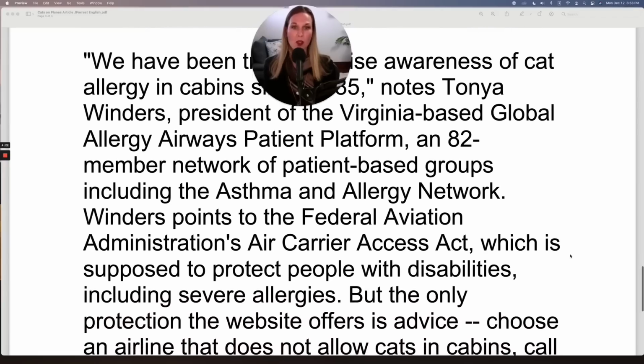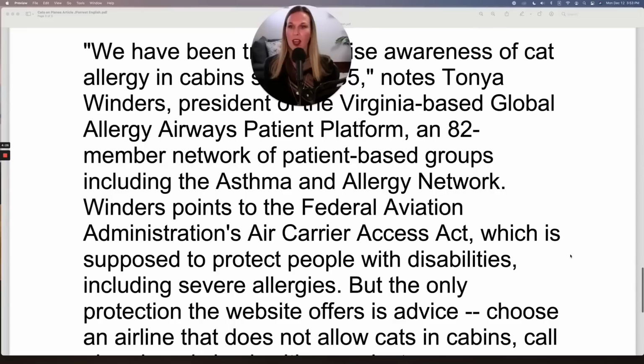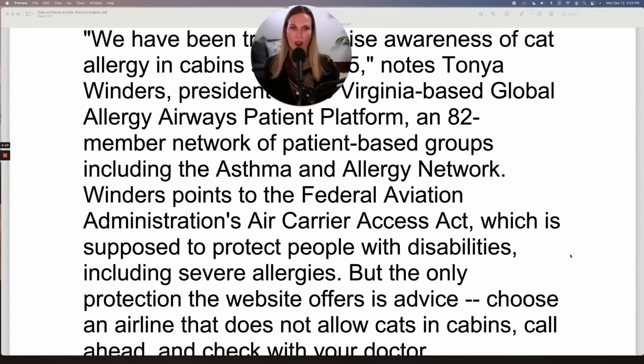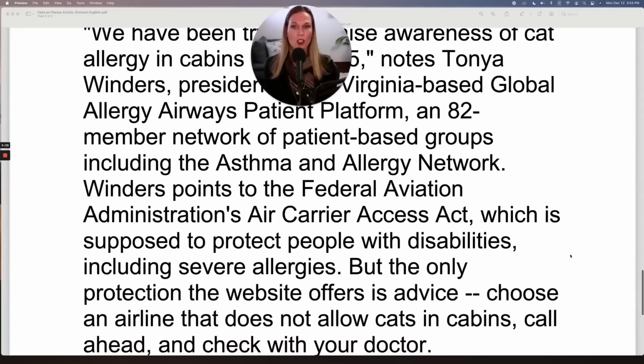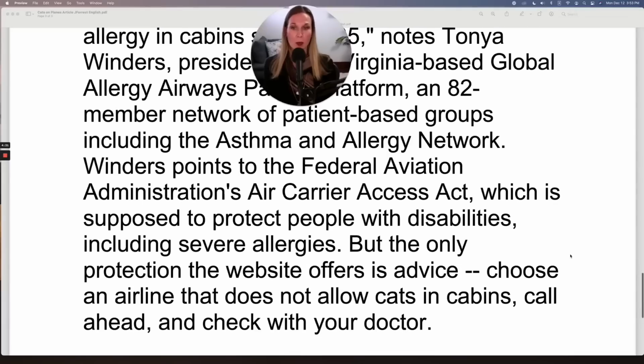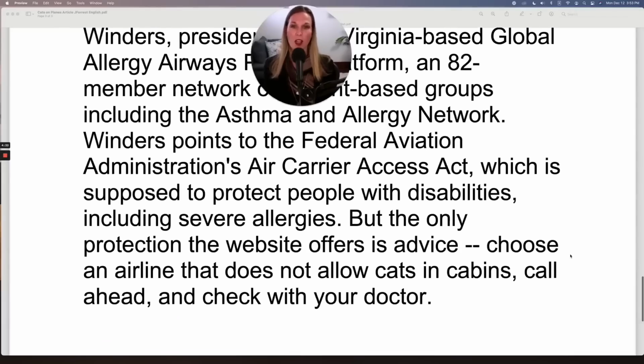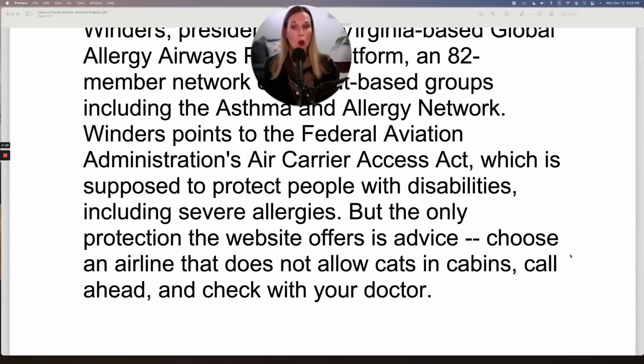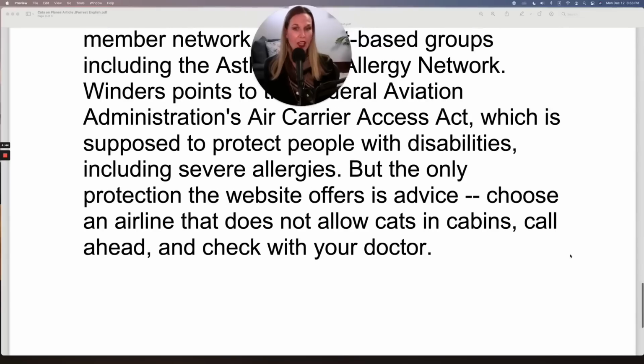Winders points to the Federal Aviation Administration's Air Carrier Access Act, which is supposed to protect people with disabilities, including severe allergies. But the only protection the website offers is advice. Choose an airline that does not allow cats in cabins. Call ahead and check with your doctor.